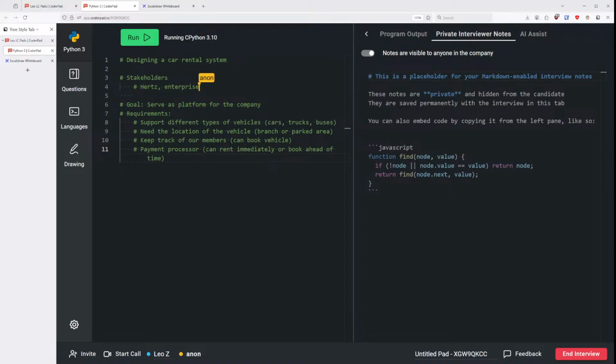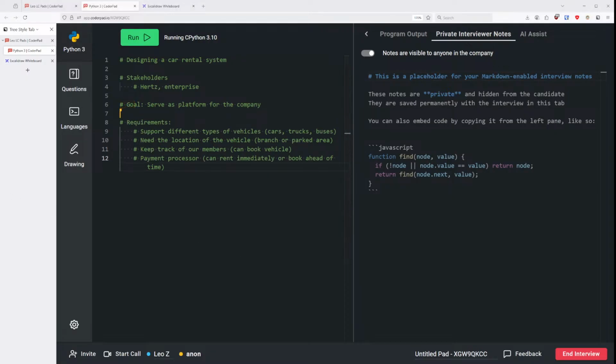But we're not Hertz, right? We're not a rental company. We're the service provider. So we're creating kind of a platform for a car rental service to be able to rent out their vehicles that they have. Correct? Yes. Okay. Sounds good.